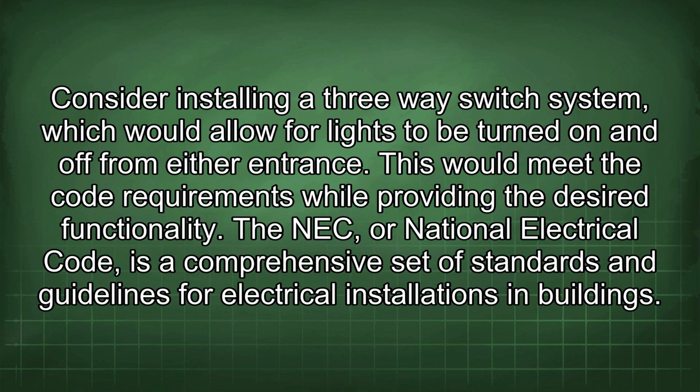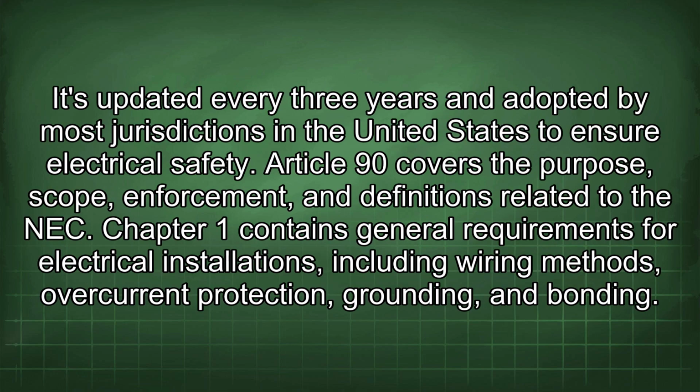The NEC, or National Electrical Code, is a comprehensive set of standards and guidelines for electrical installations in buildings. It's updated every 3 years and adopted by most jurisdictions in the United States to ensure electrical safety. Article 90 covers the purpose, scope, enforcement, and definitions related to the NEC. Chapter 1 contains general requirements for electrical installations, including wiring methods, overcurrent protection, grounding, and bonding.